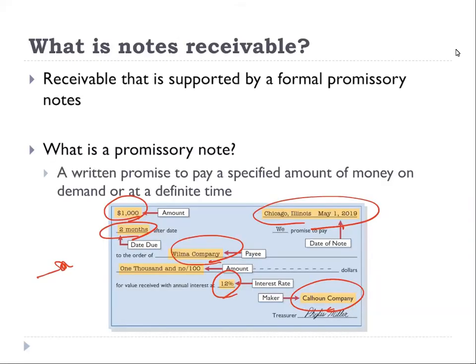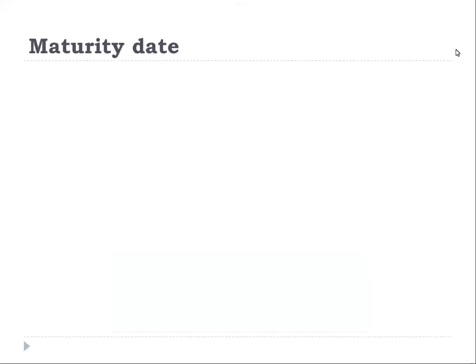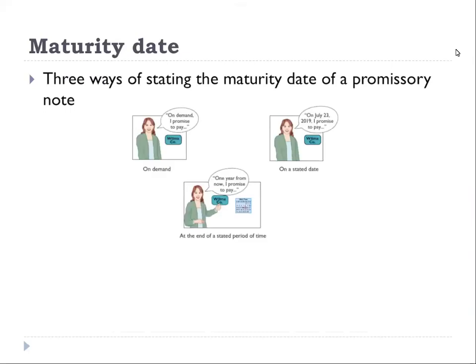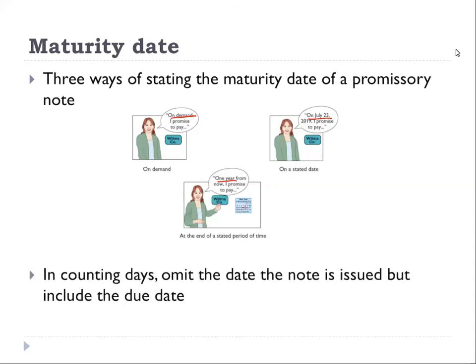There are two important items for a promissory note. One is the maturity date. The other is the interest rate. There are three ways to state the maturity date of a promissory note. It can be stated as on demand, so I promise to pay this amount of money on demand. Or it can be stated as on a certain date, so I promise to pay this amount of money on July 23rd. It also can be stated as a period of time, so for example, I promise to pay this amount of money 1 year from now. Those are the three ways to state the maturity date.